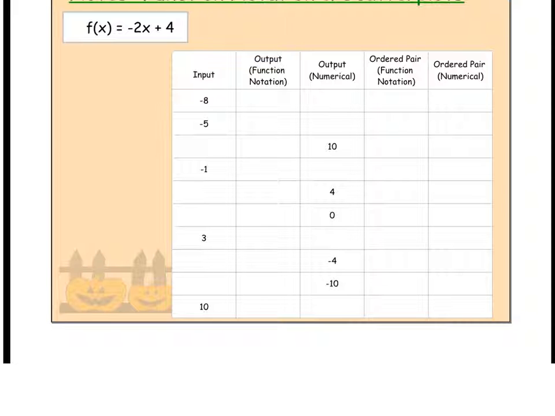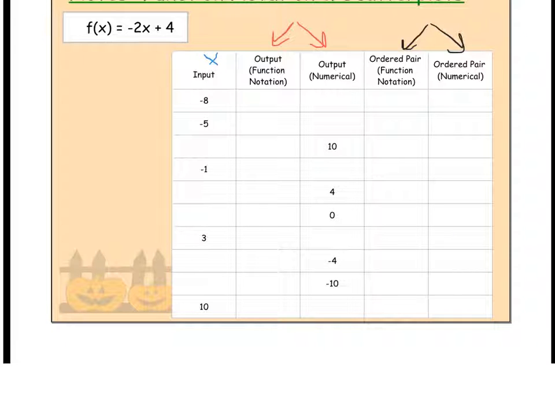So in my table I can see that I have an input column, which when I talk input, we all know that that's going to be my x. I have output in function notation, output numerical, ordered pair function notation, and ordered pair numerical. So I included all of these because I want you guys to understand that we only have one output, but there can be two ways to write it. So I can write the output in function notation or numerically, just like I can write my ordered pair in function notation, or I can write it numerically. They say the same thing, just two different ways to write it.